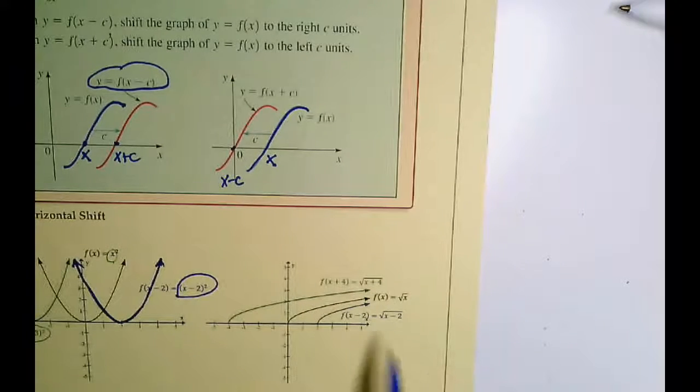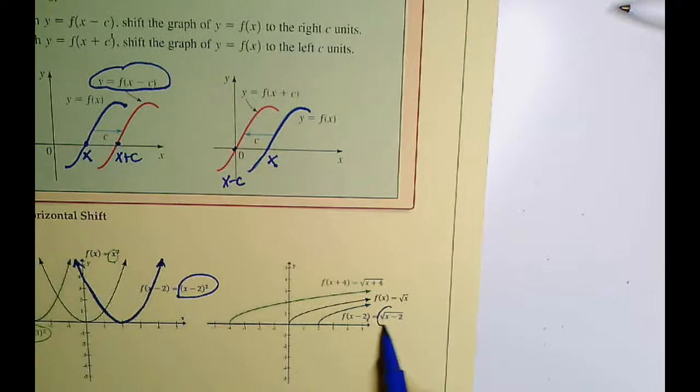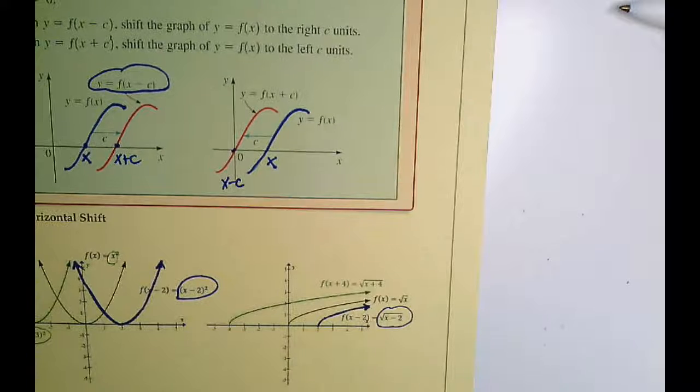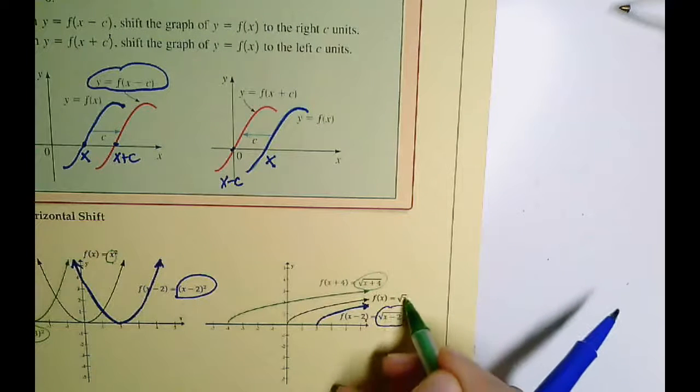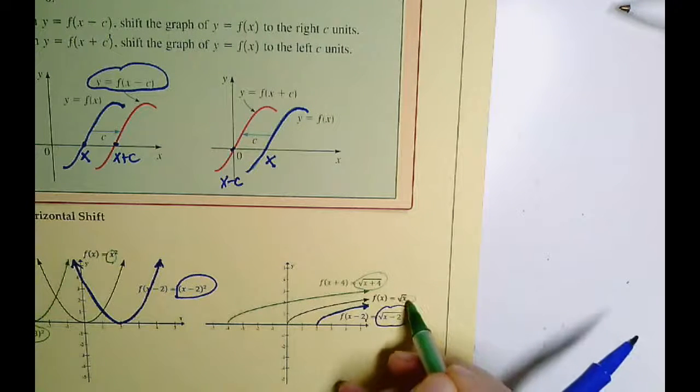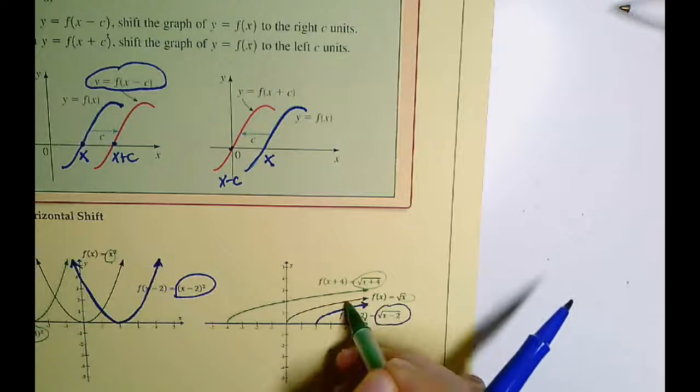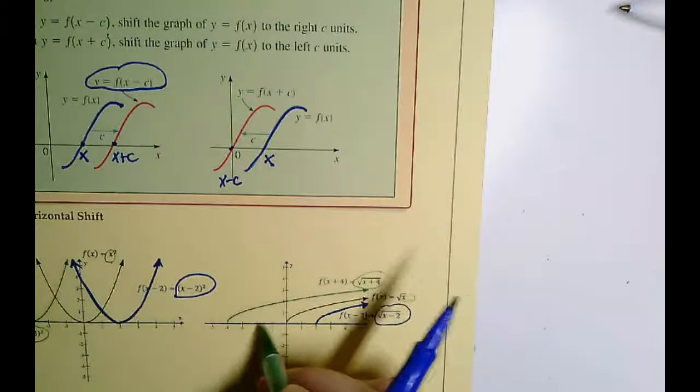Now, if I have f of x equals square root of x, and if I want square root of x minus 2, I subtracted 2 from the x. That means I moved the graph to the right. And if I wanted the graph of square root of x plus 4, I added 4 to the x. So that means I moved this one to the left 4 units.